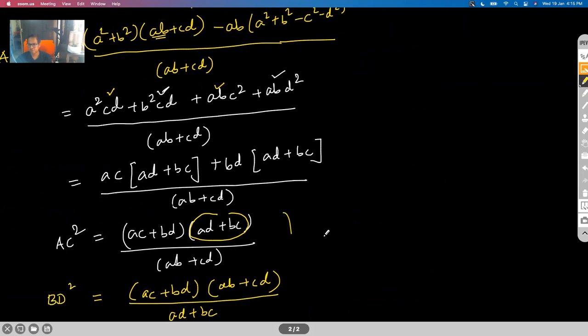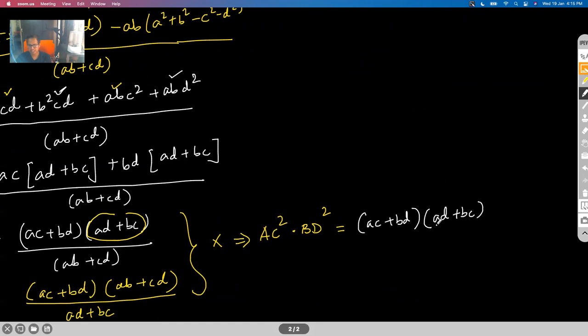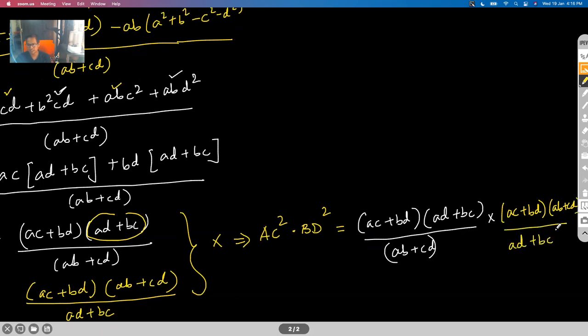So from these two, if you multiply it, what are you going to get? You are going to get AC square into BD square. Let me write it down. So AC square was AC plus BD times AD plus BC upon AB plus CD times, and this was in yellow. I'll keep writing it in yellow. Now, a lot of terms is going to get cancelled off. This term gets cancelled off with this. This term gets cancelled off with this.